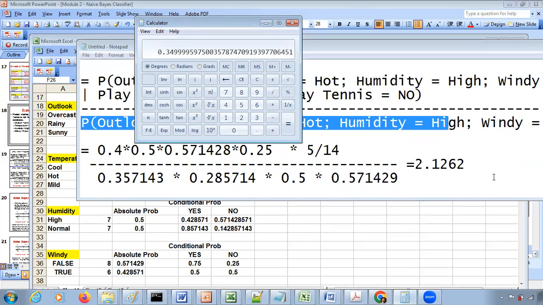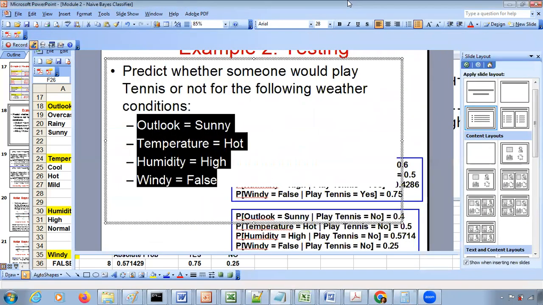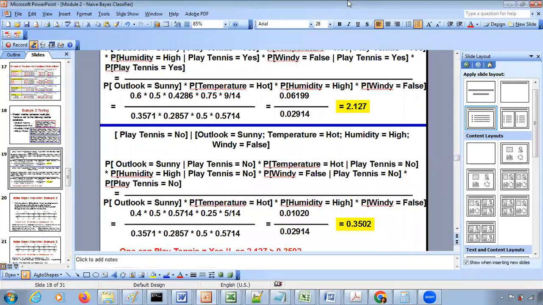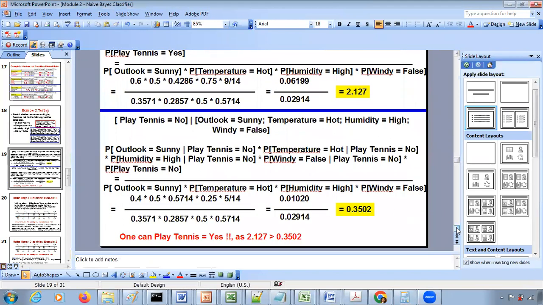So it's 0.35, the probability for a person not to play tennis given this test case. So we have 2.127 and 0.35, and 2.127 is larger. So we conclude the person's play tennis equals yes. That's the class. Okay.